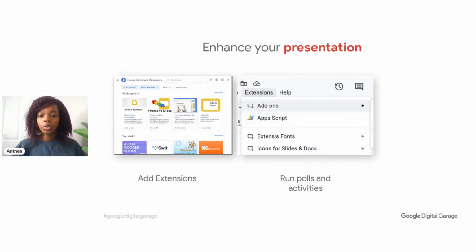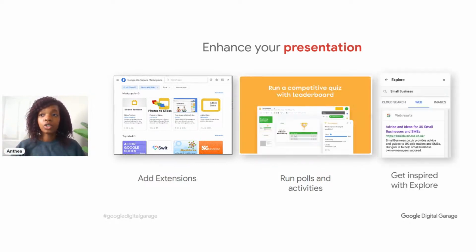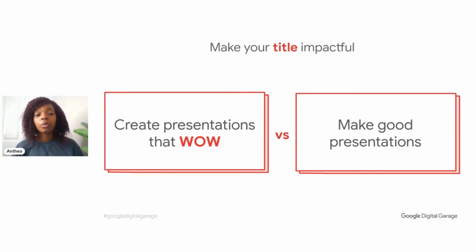You can access all the extensions from the extension button in your toolbar. So where it says extensions, you've got add-ons, and then you also have a list of other things that you can use. And again, if you are looking for some inspiration, do use the Explore feature under Tools to search the web and images and pull some content directly from your drives. So there's just 3 features, but there are plenty more. And the more you explore, the more you will get out of it.